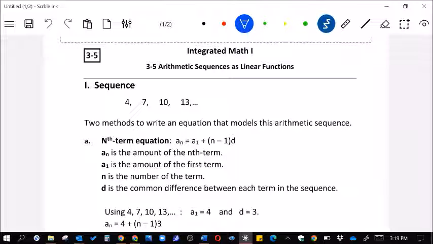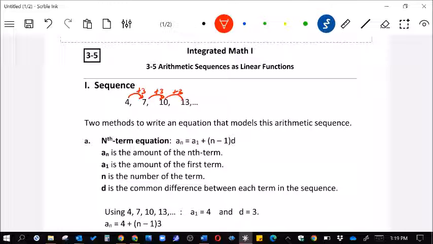Welcome, and let's look at linear functions in terms of starting as arithmetic sequences. So let's take this sequence, 4, 7, 10, 13, and the dots mean it continues. What we're looking at is that from here to here, we're adding 3, and adding 3, and adding 3.